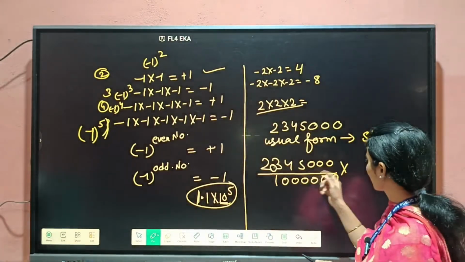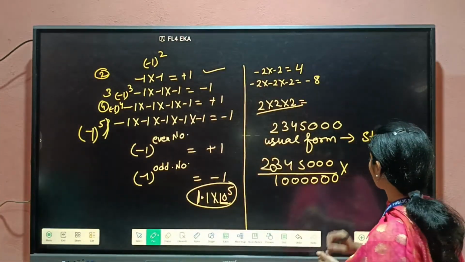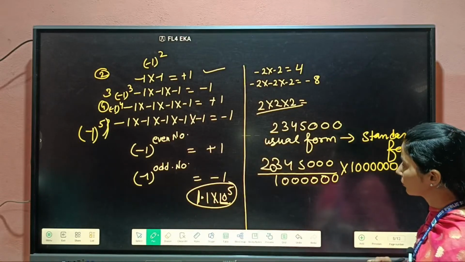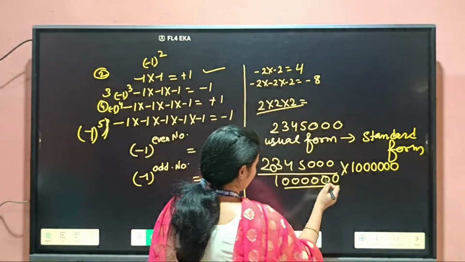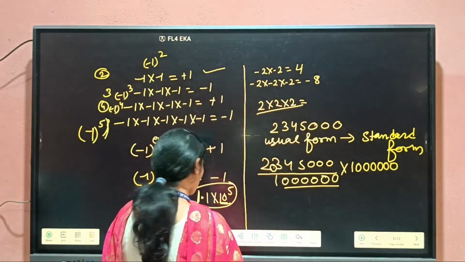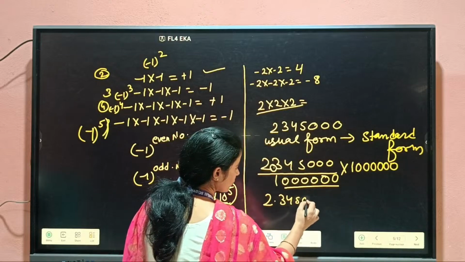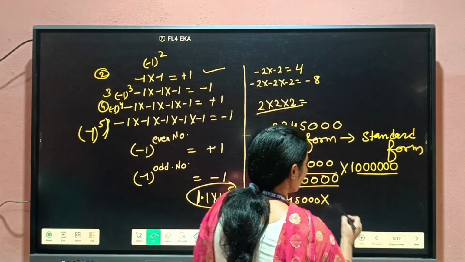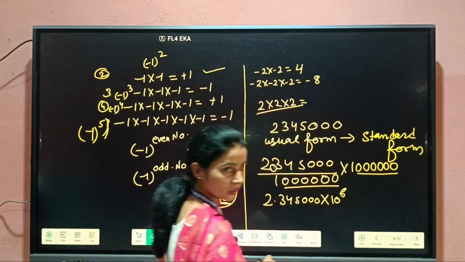I will find the number of zeros: 1, 2, 3, 4, 5, 6. Then I will divide with 1 and 6 zeros, and multiply also with 6 zeros. For this number, 10 lakh, I will insert the decimal. It will be 2.34500 into 10 raised to power 6.